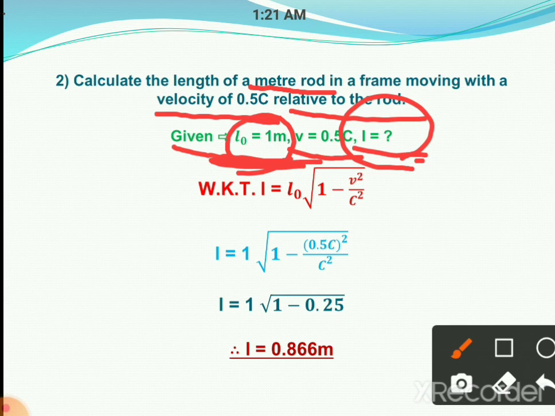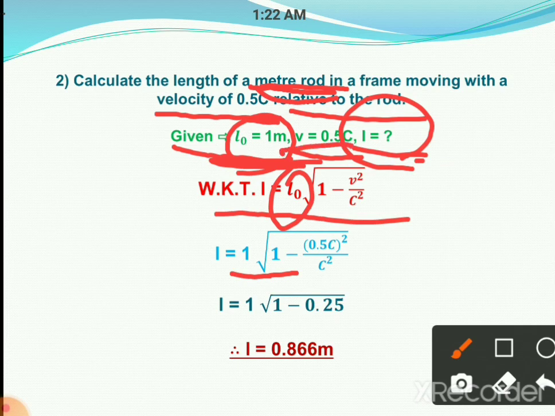So, we know the formula: L is equal to L0 into square root of 1 minus V square by C square. Substitute the value of L0. What is L0? 1 meter rod. That means 1 into square root of 1 minus V square by C square. What is the value of V? V is nothing but 0.5 times C. Therefore, V is 0.5 C. V square means (0.5 C) whole square divided by C square.